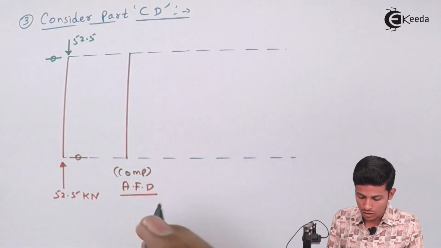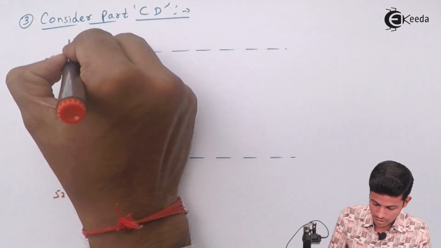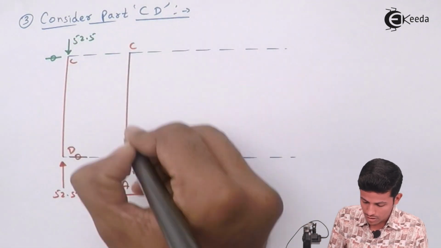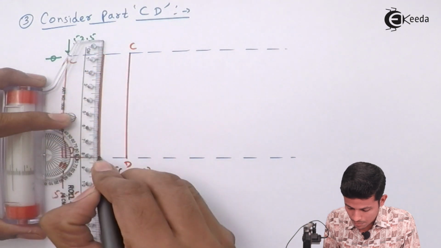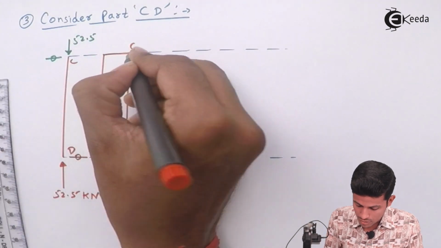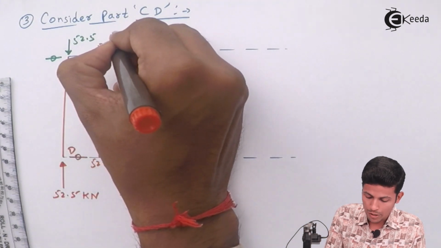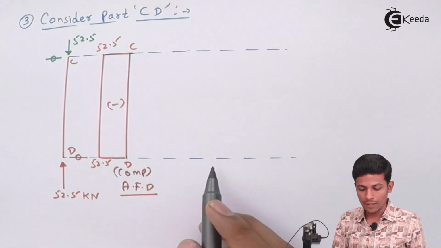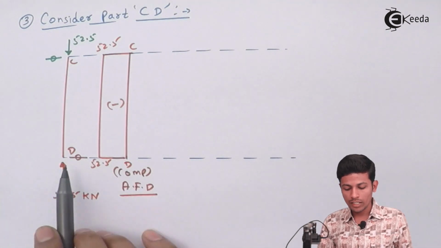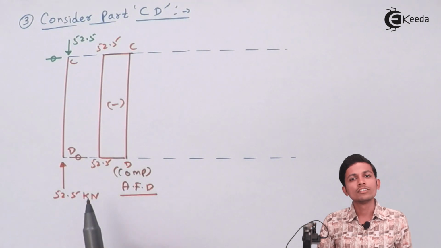Now you have to draw, this is your C, this is your D. Inside the frame will be over here. This is your 52.5 negative. Now negative means compression. Now what about the shear force? There are no horizontal forces over here, so shear force will be 0.